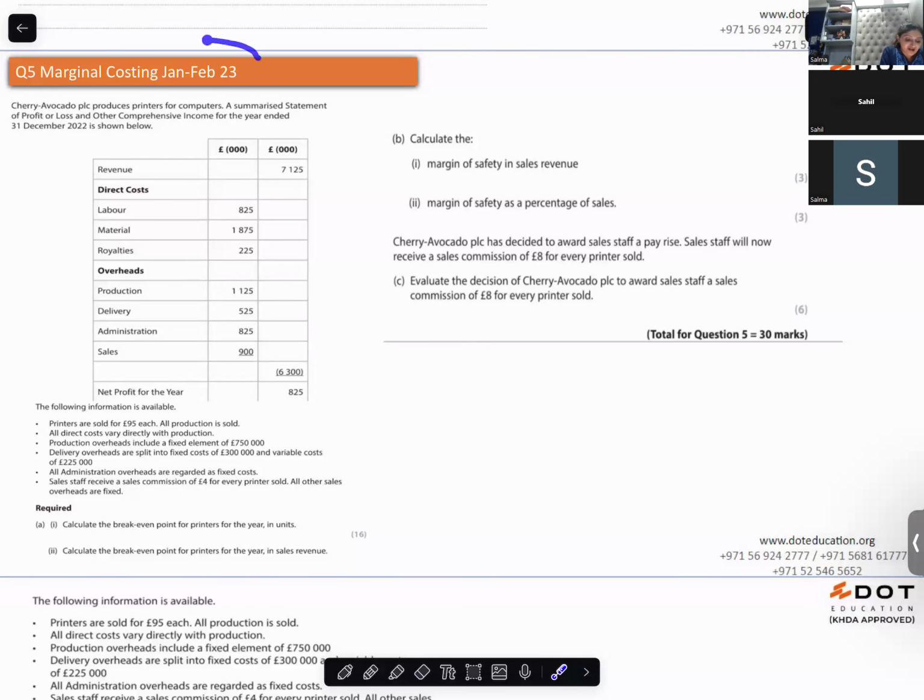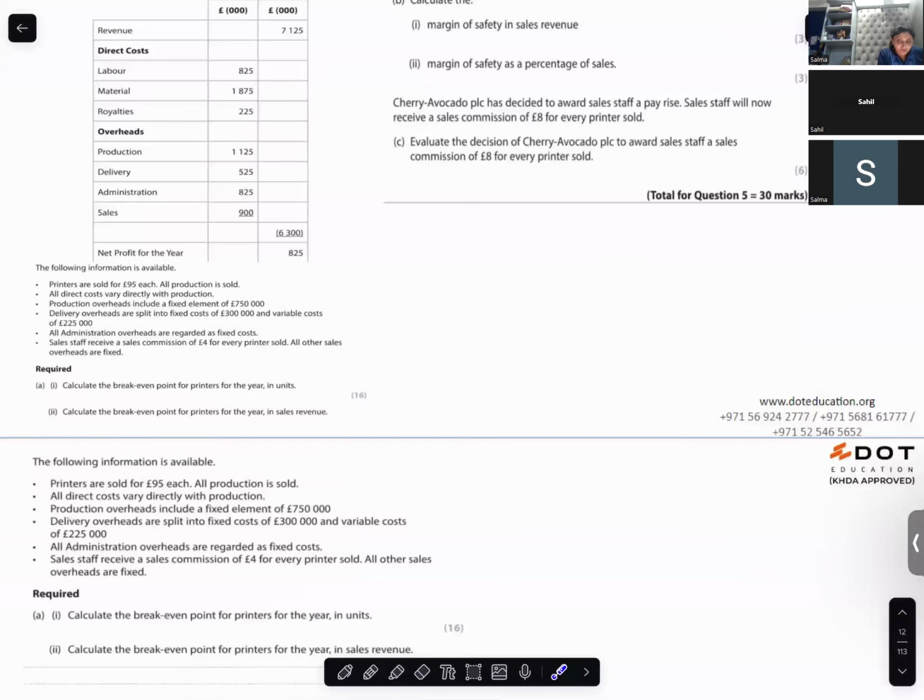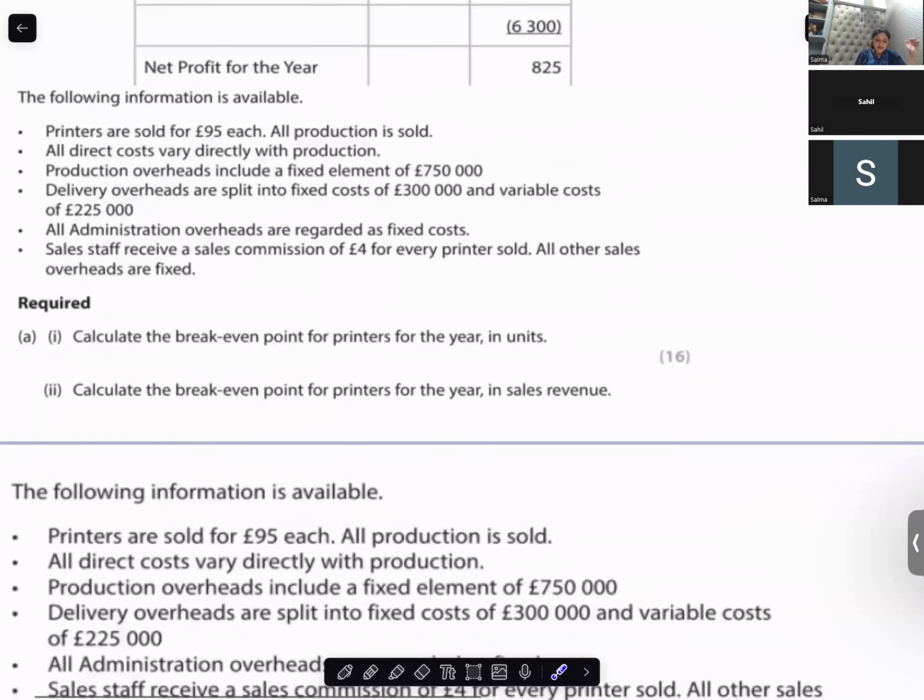We are doing the sum of Jan Feb 2023 IAL accounting, and it is a sum that is related to marginal costing. Before I go into anything, I am trying to see what they have asked me to calculate. So they have asked me to calculate the break-even point in units and break-even point in sales value.